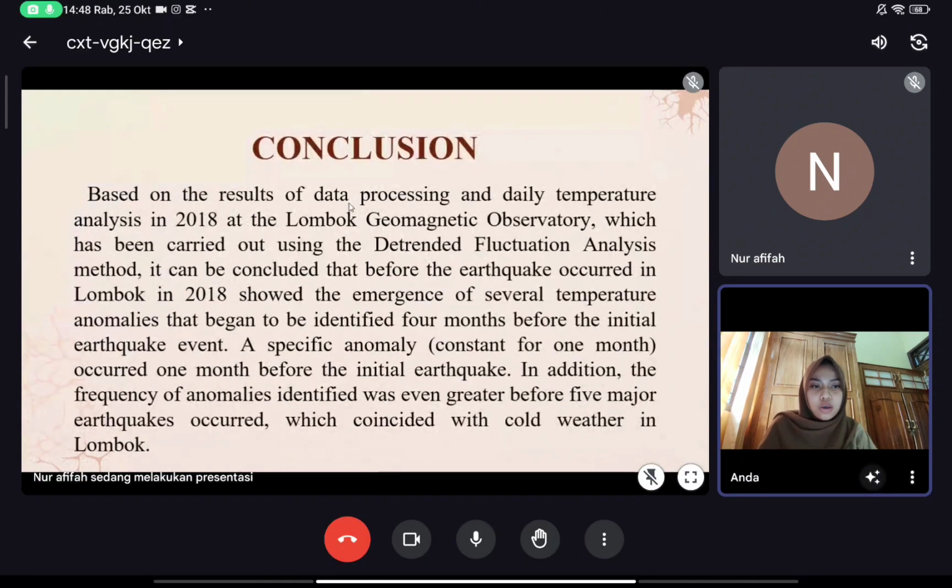So the conclusion of this research is based on the result of data processing and daily temperature analysis in 2018 at the Lombok Geomagnetic Observatory, which has been carried out using the Detrend fluctuation analysis method. It can be concluded that before the earthquake occurred in Lombok in 2018, there was the emergence of several temperature anomalies that began to be identified months before the initial earthquake event. A specific anomaly, constant for 1 month, occurred 1 month before the initial earthquake. In addition, the frequency of anomalies identified was even greater before 5 major earthquakes occurred, which coincided with cold weather in Lombok. And that's it for the presentation.